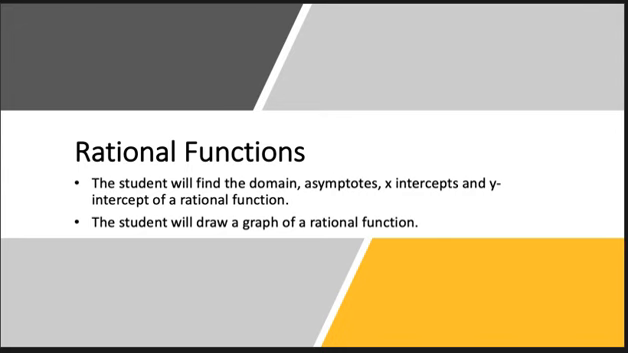Hi, everybody. In our last screencast, the fourth segment in the Rational Functions screencast series, we're going to be putting all of this together. So you're going to be finding the domain, the asymptotes, the x-intercept, the y-intercept of a rational function. We're also going to be graphing the rational function.